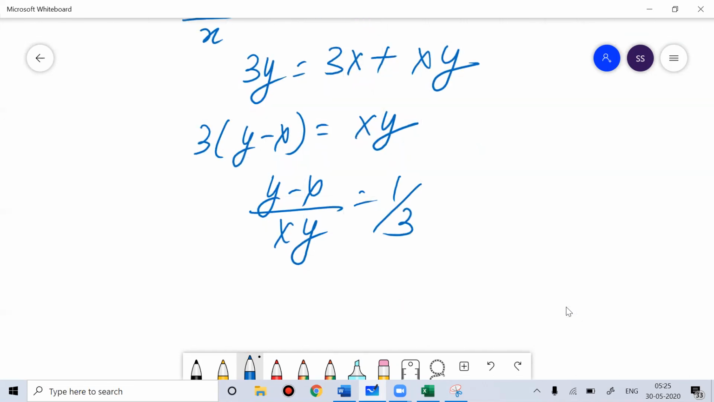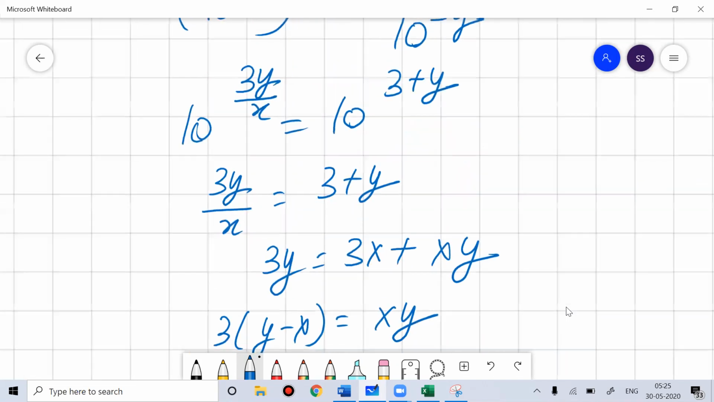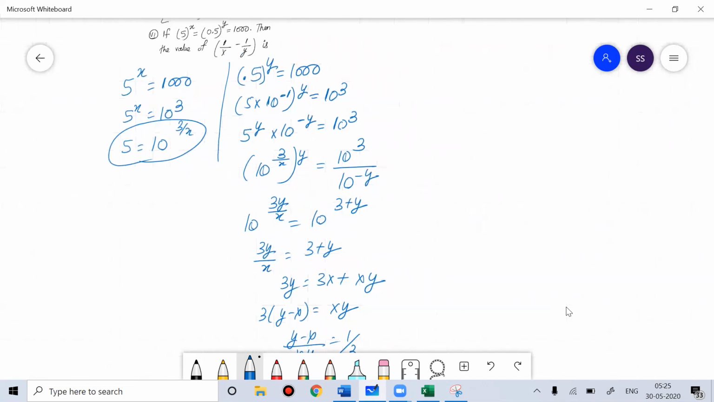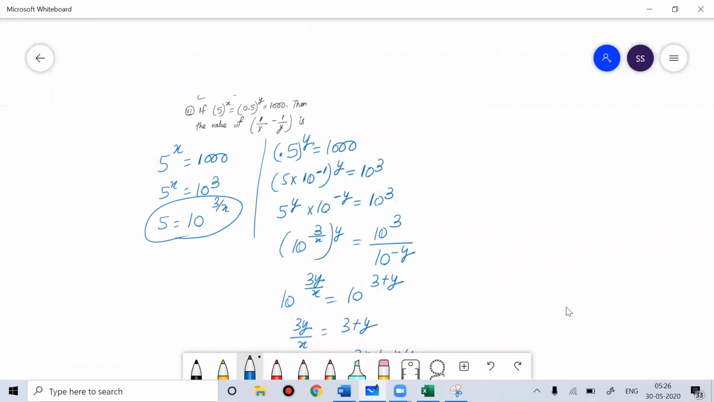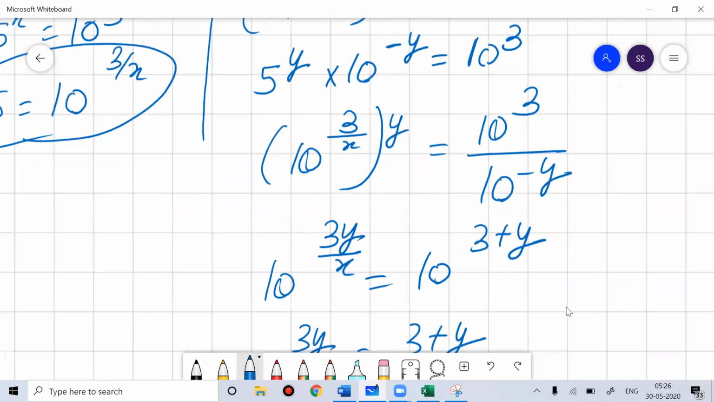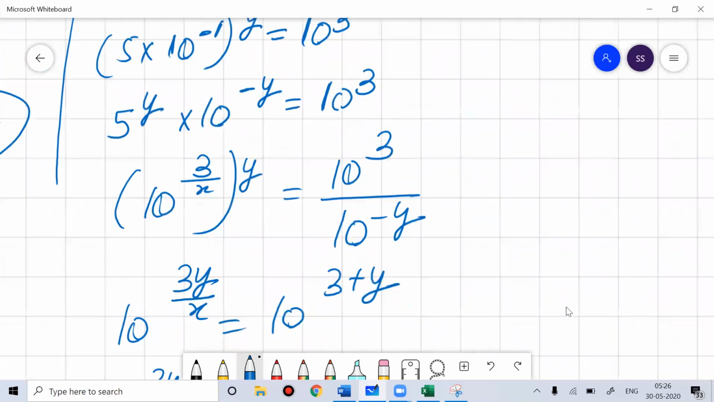So this is nothing but 1 by x minus 1 by y. That is 1 by 3. This is what we are looking for in this question. Very easy. You can see these steps. It should not be a question on log. It should better be a question on exponential. It would have been better if I had done this question in the chapter of exponential. It's not actually a question on log. It's actually a question on exponential.